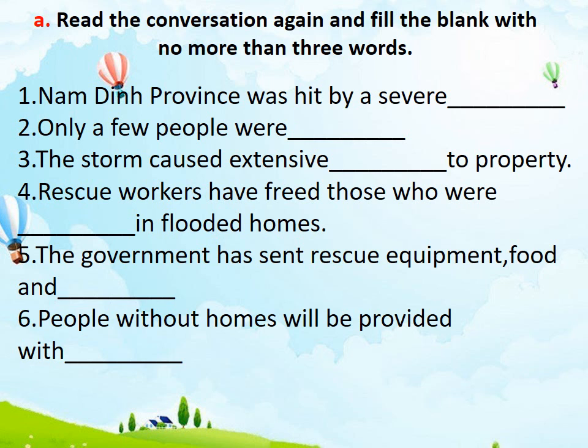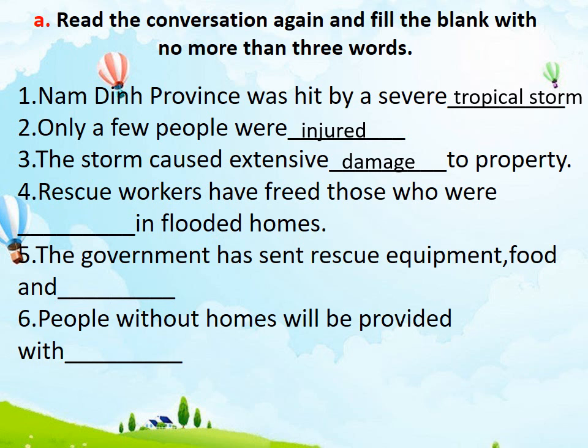Number 1. Nam Định province was hit by a severe. Number 1, the answer is tropical storm. Number 2, only a few people were injured. Okay, injured. Okay, chỉ một vài người bị thương. Number 3, the storm caused extensive damage. Damage, okay. Damage, động từ là bằng từ destroy nha các em.